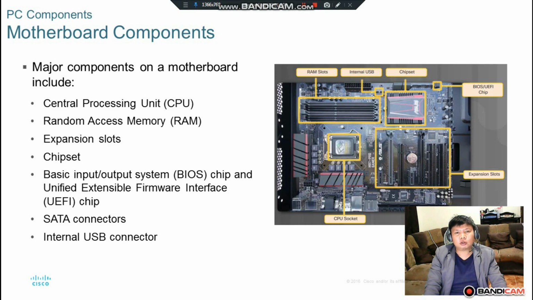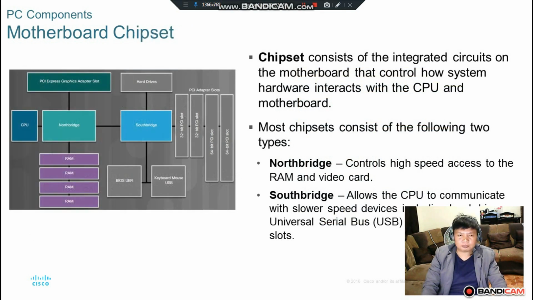Motherboard components. Major components on a motherboard include the central processing unit, installed in the CPU socket, the RAM, random access memory, installed in the RAM slot, the expansion slots, this one, the chipset, north and south, the BIOS, basic input-output system chips, and the unified extensible firmware interface chip, the SATA connector, and the USB connector.